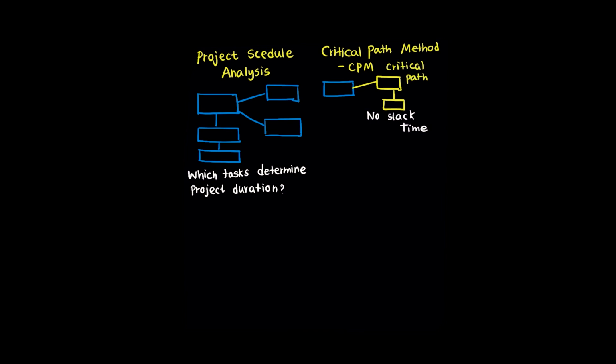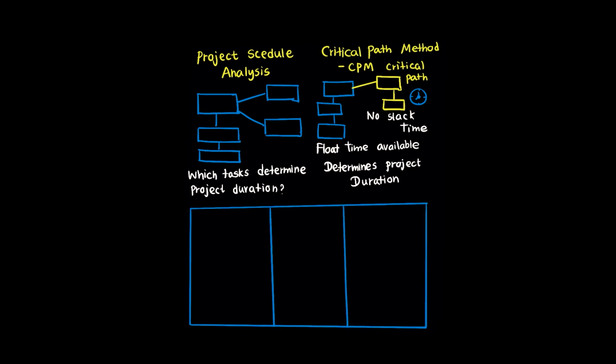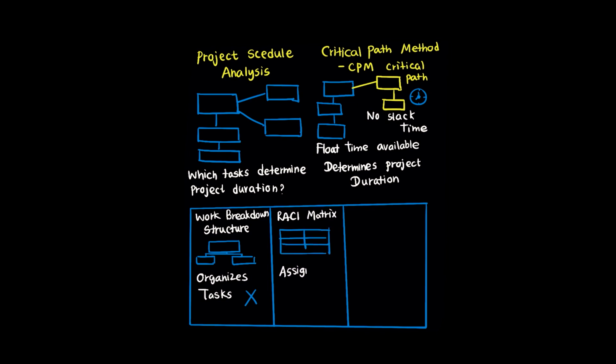Understanding your critical path helps you focus resources and attention on the tasks that truly matter for on-time delivery. It's like identifying the bottleneck in a production line. Work breakdown structure organizes tasks hierarchically, but doesn't identify which ones control the schedule. RACI matrix assigns responsibilities. Gantt charts visualize timelines. But critical path method specifically analyzes dependencies to determine which tasks are essential for project duration.